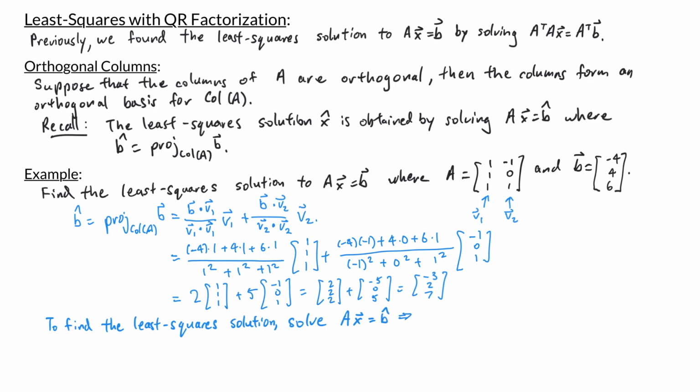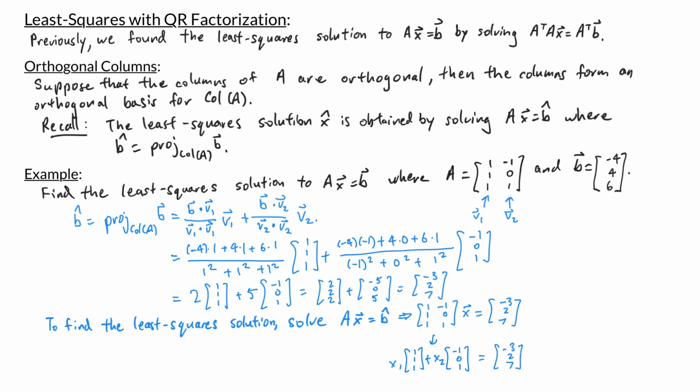So that's the matrix with columns (1, 1, 1) and (-1, 0, 1) times x equals b hat, which is (-3, 2, 7). To solve this, you might make an augmented matrix and row reduce, but it turns out you don't need to do that at all. If we look at the left-hand side of the equation, we have Ax. If I write x as the vector (x1, x2), then the multiplication would be x1 times the vector (1, 1, 1) plus x2 times the vector (-1, 0, 1) equals (-3, 2, 7).